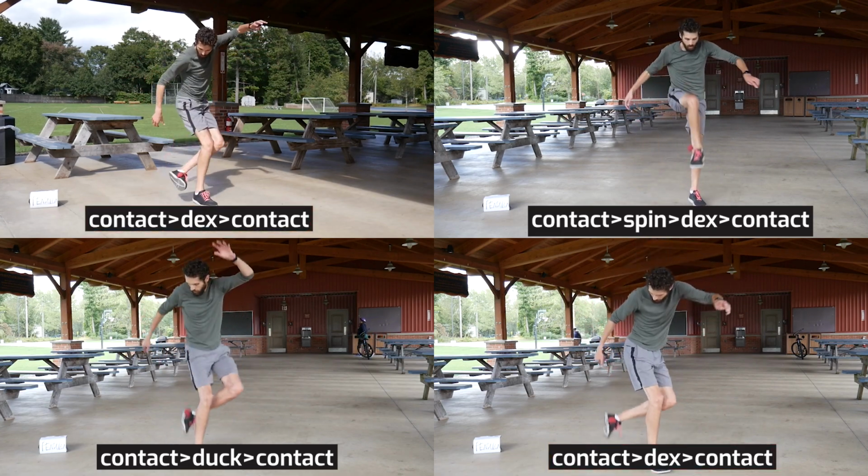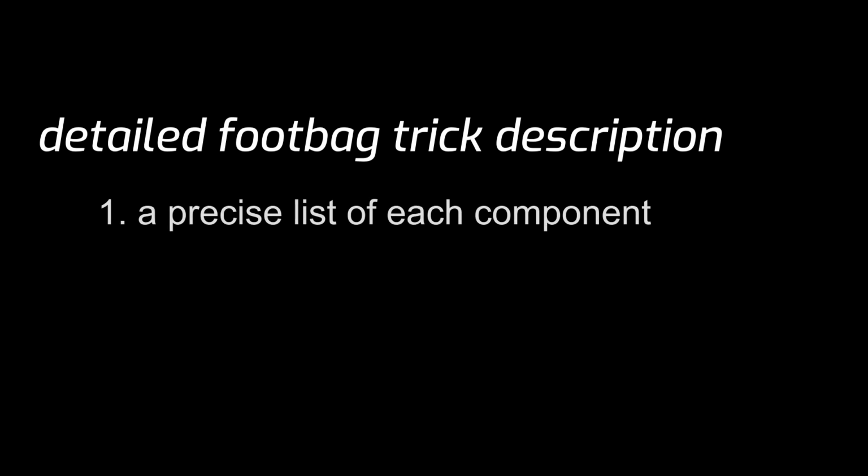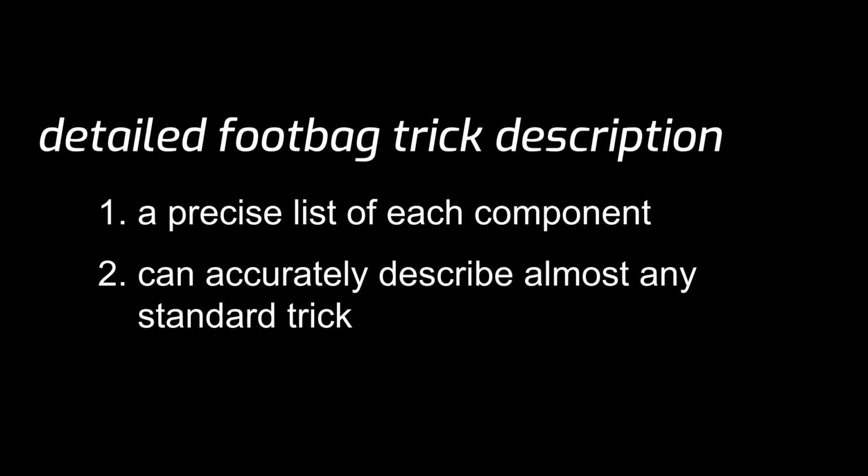This leads us to Part 3, Component Detail. To more accurately describe what we're seeing in a trick, we need to identify components with more detail. With this extra detail, we'll be able to accurately describe almost any standard footbag trick. There's a lot of information in this part, and I've done my best to keep it to the essentials on screen. For the rest of the video though, you'll occasionally see a footnote for additional info in the description if you're interested.